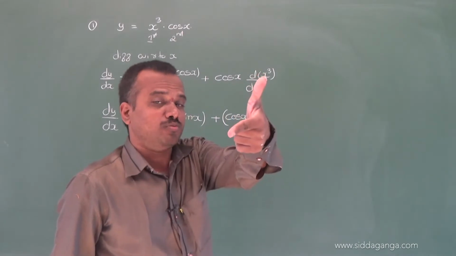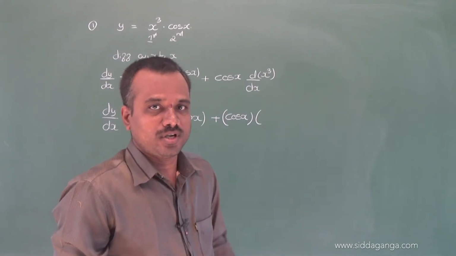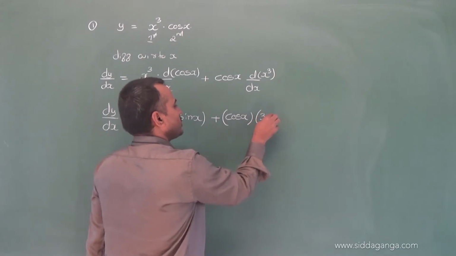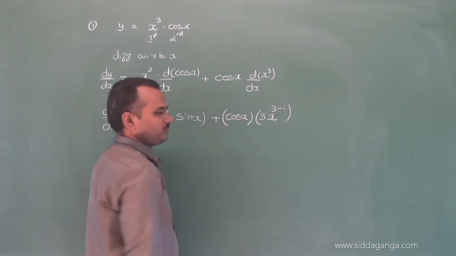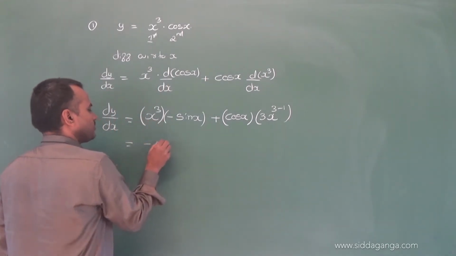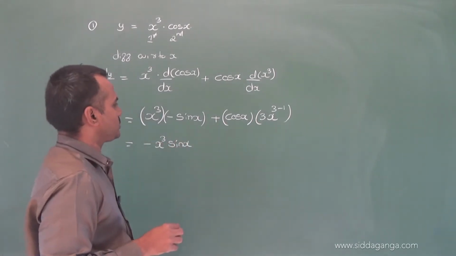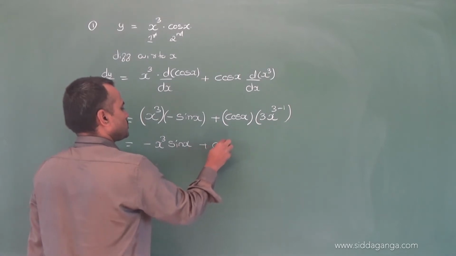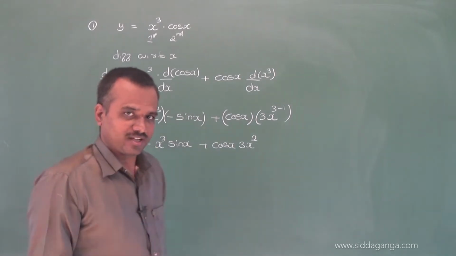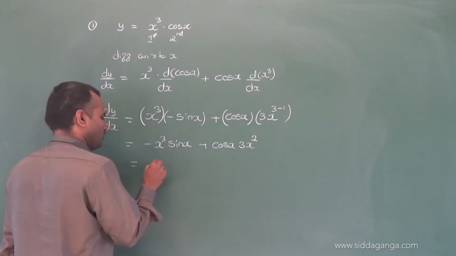derivative of x cube, x to the power n form, derivative of x to the power n is n into x to the power n minus 1. So 3 into x to the power 3 minus 1, simplified, minus x cube sin x plus cos x into 3x square. If you stop here, no problem. Or else if you continue, no problem.